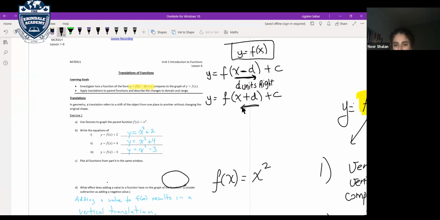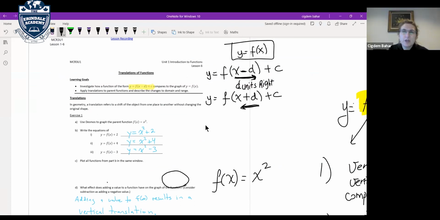So this is d units to the left. This is d to the right. So if you see a negative sign, the function shifts to the right. If you see a positive sign here, it's shifting to the left. Do not mix. Negative doesn't mean to the left. So when you see d with a negative sign in front, it means to the right. And then this is d units to the left.